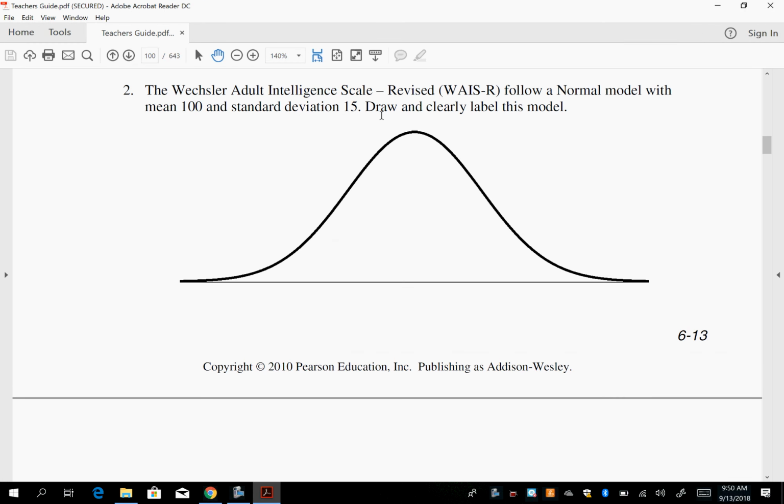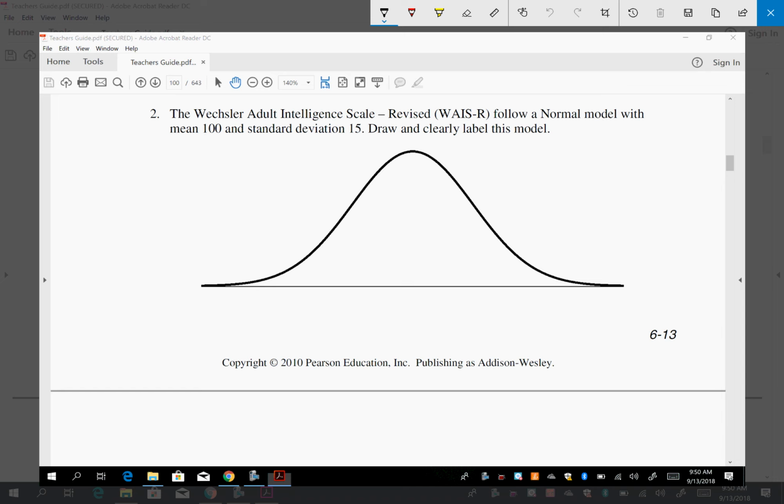Number 2. Now, this Wechsler Adult Intelligence Scale, revised, follows a normal model with a mean of 100 and a standard deviation of 15. You'll notice they're telling us it follows a normal model. So we know we're going to use what for our notation? No. It's a model. So we're going to use what?